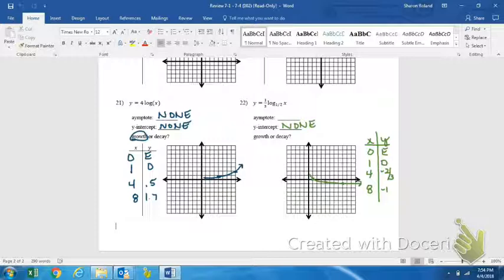Okay, is there an asymptote? No. Is it a growth or a decay? Do you see that it's getting lower and lower and lower? That is a decay.